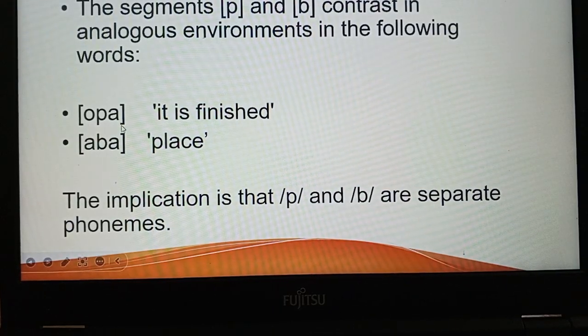Look at this. Opa for Brazil. Kaiwa, Brazil. Language spoken in Brazil. Opa, aba.